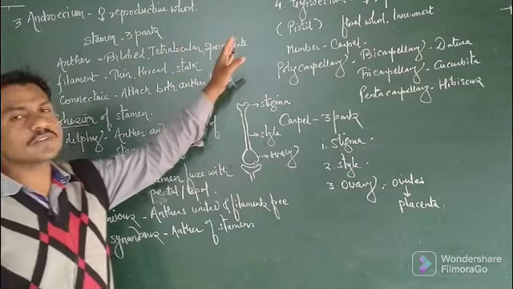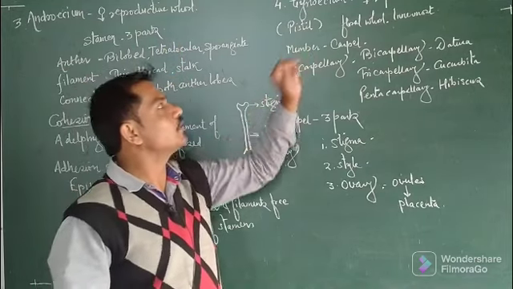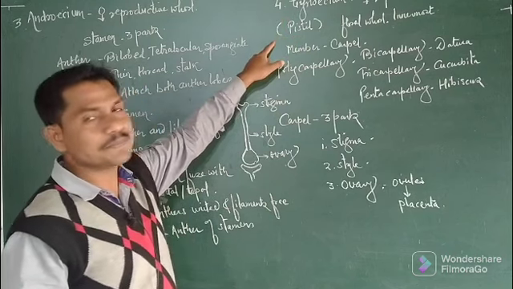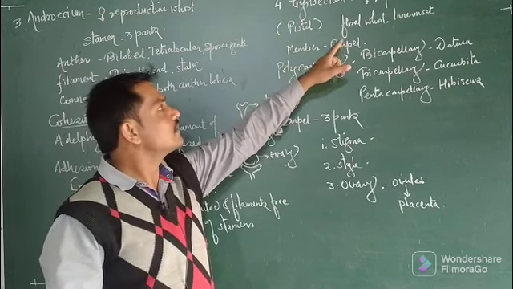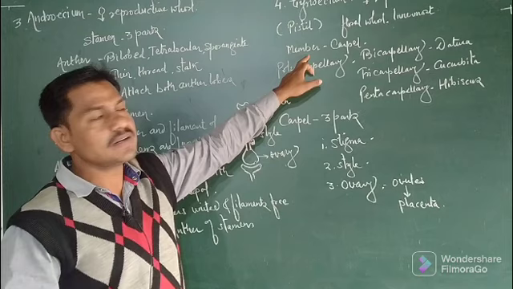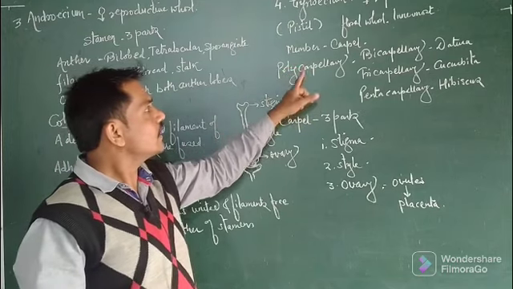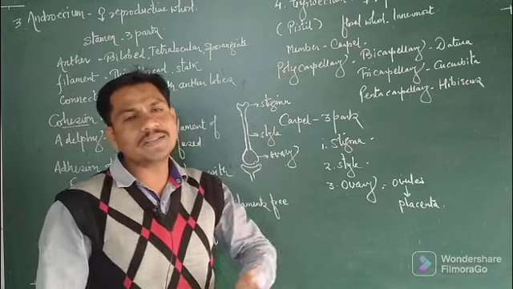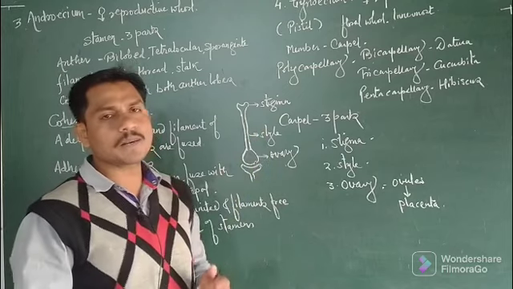Gynoecium, the fourth floral whorl, that is the female reproductive floral whorl. Gynoecium is also called the pistil. And this is the innermost floral whorl. Its individual member is called a carpel. Here the gynoecium may be monocarpellary, or there may be a polycarpellary gynoecium.